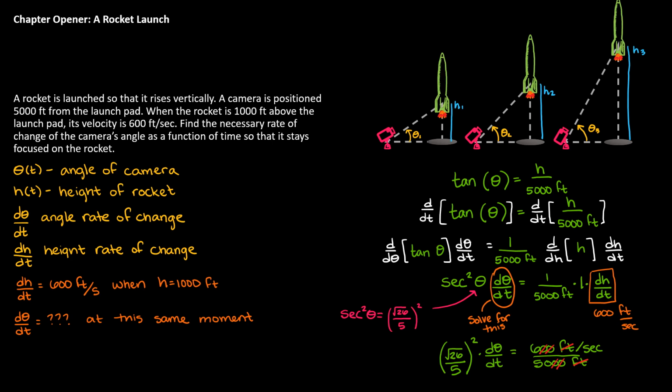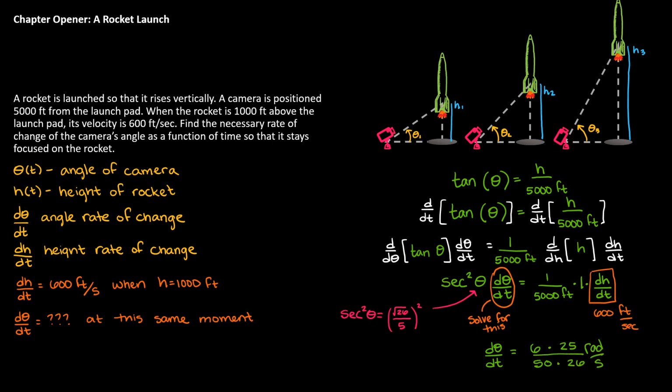On the opposite side, secant squared theta turned into the square root of 26 divided by 5 squared, we can evaluate that to be 26 over 25. We're a little bit closer. Remember, we're trying to solve for d theta dt. So I'm going to multiply both sides of my equation by 25 over 26 so that I can cancel out the 26 over 25 that is being multiplied to d theta dt.